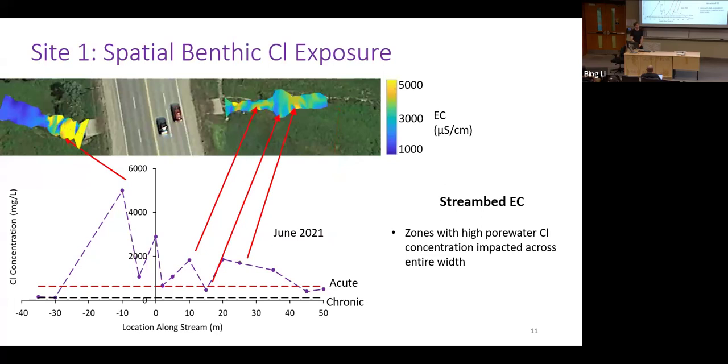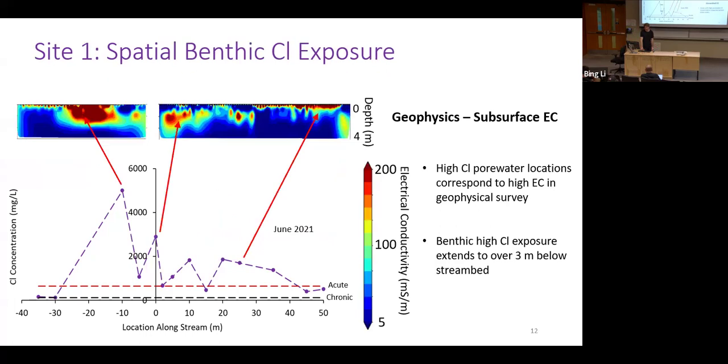Now, as I said earlier, these ones are just along the bank. So looking across the entire width of the stream using the EC map, the yellow zones are the high EC or high chloride contamination. And where you get these high chloride zones in the pore water, typically they span across the entire width of the stream. So you get this kind of high exposure to aquatic species across the entire width.